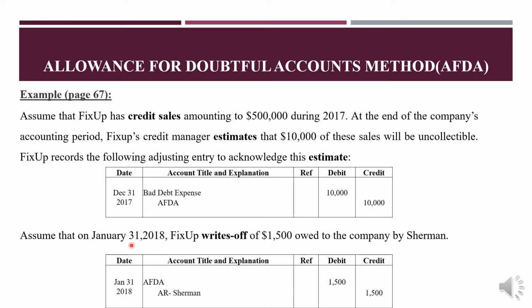Assume that on January 31, 2018, Fix Up writes off $1,500 owed to the company by Sherman. So we wrote off an account for $1,500. When we write off using the AFDA method, we will have AFDA in the debit and the accounts receivable in the credit by the amount given to us.